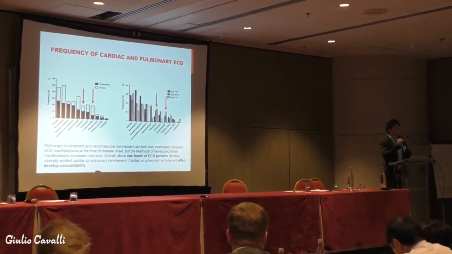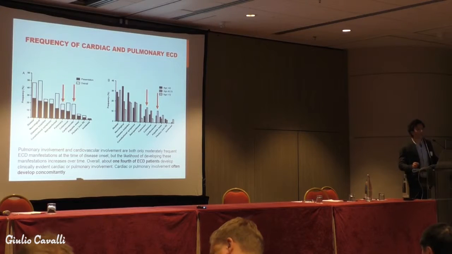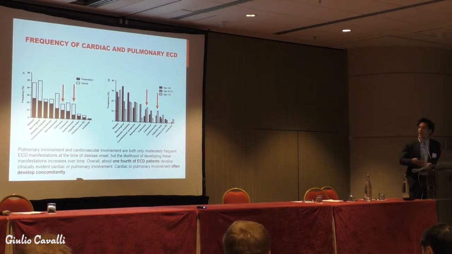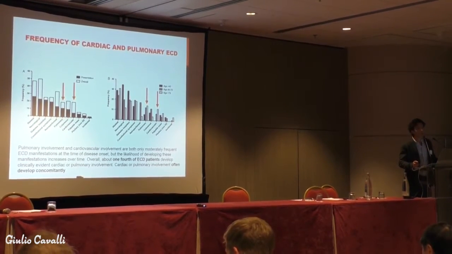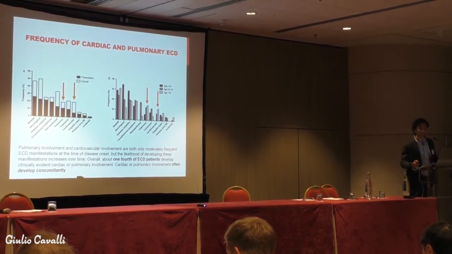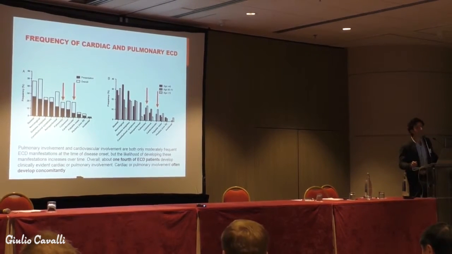Heart and lung involvement affect, in a clinically evident way, up to 1/4 of Erdheim-Chester patients, as you can see in this graph on the left. Also, they're not particularly frequent manifestations at time of disease onset, but their frequency increases over time. As you see in this graph on the right, both manifestations reach peak frequency levels in the elderly populations.